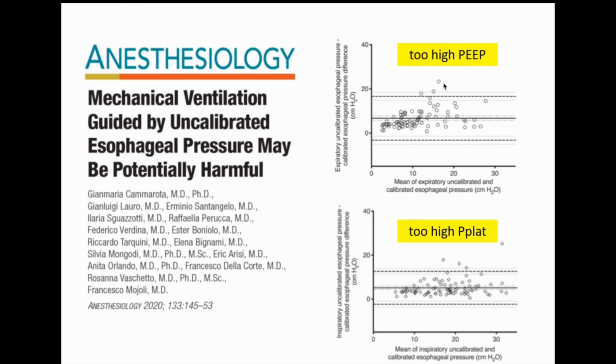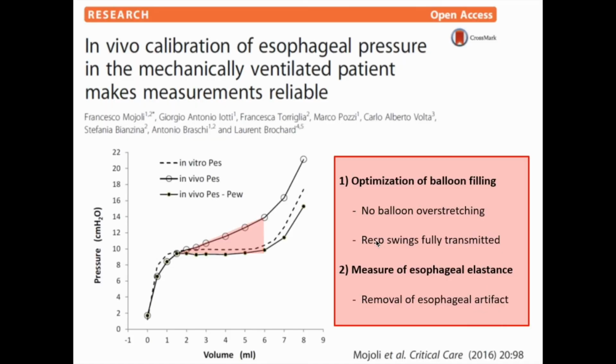Here you can see that changes are going even up to more than 20, whether it is for PEEP or PEEP-LAT. So it is almost impossible to use it at bedside if you do not correct for this change. Now to do this, you have to optimize the balloon filling so that no balloon overstretching occurs and there is a respiratory swing. The next most important thing is to remove the esophageal artifact.